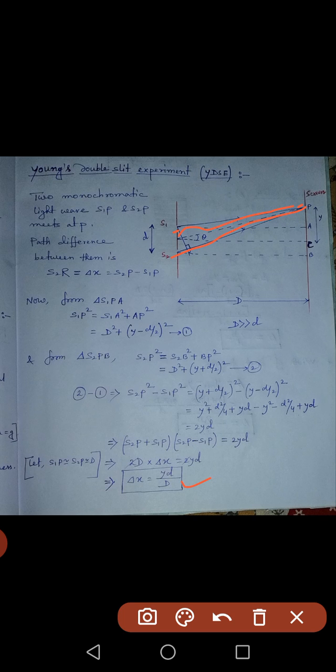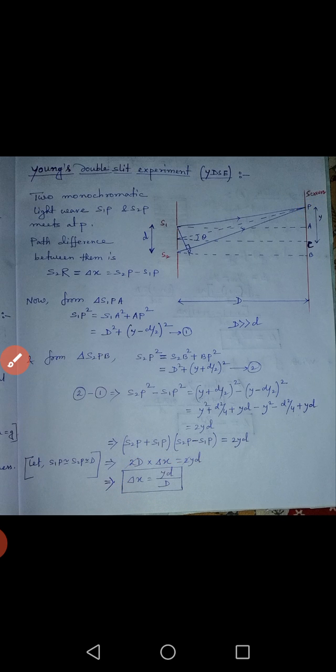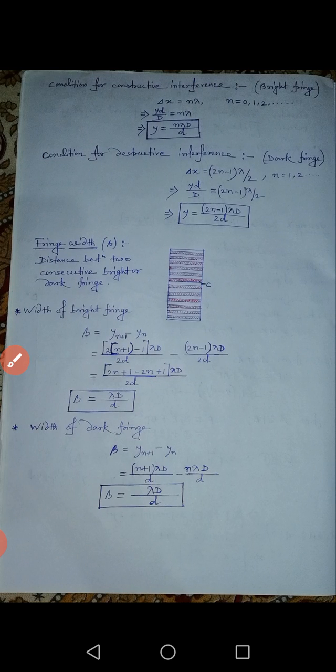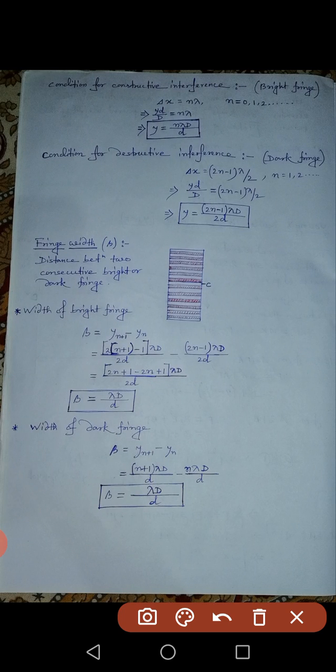Now the condition is that this point P will be a bright one if the path difference is equal to, what was the condition? I told you in the last class. If the path difference is n lambda, then it is constructive interference, or we get a bright fringe. N starts from 0. So delta x means yd by D, which we just got, or from this, y is equal to n lambda D by d.